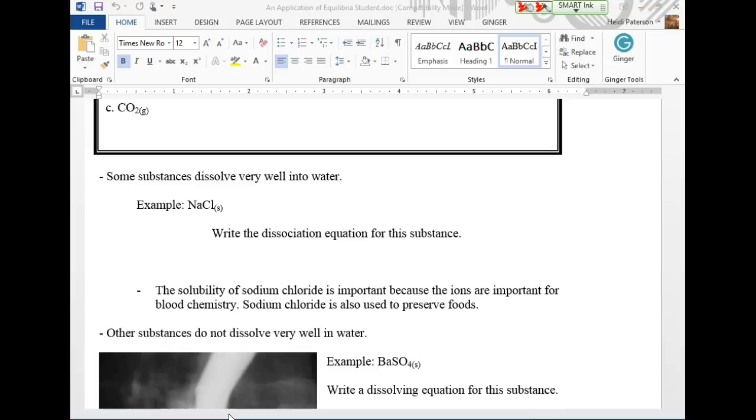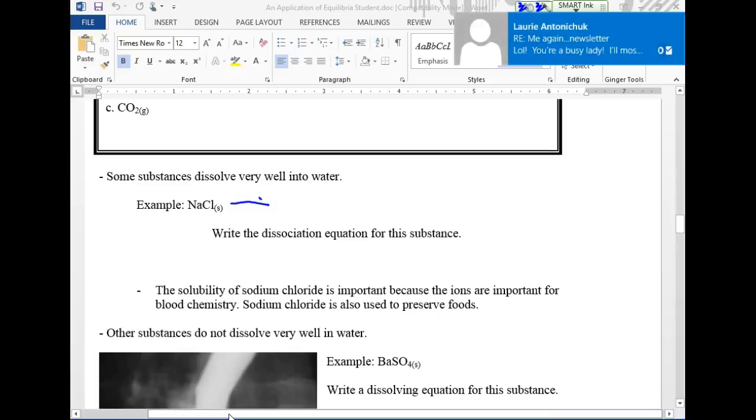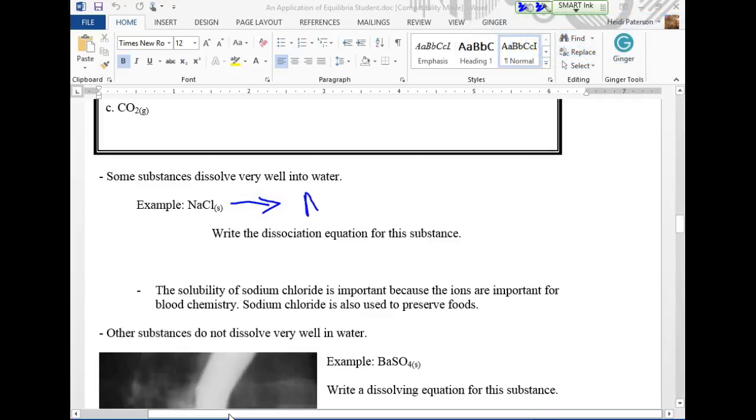Part of the water. Okay, so if I start with NaCl solid, that salt crystal is ripped apart, and Na positive and Cl negative result. The symbol changes to aq because those ions are now a part of a solution.